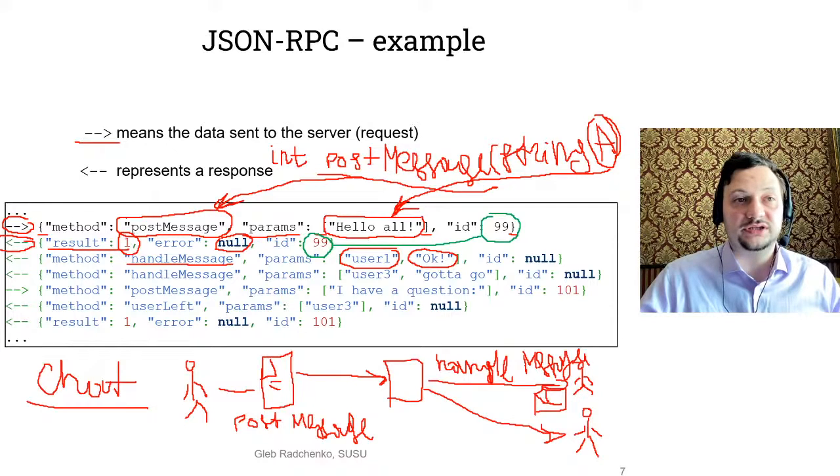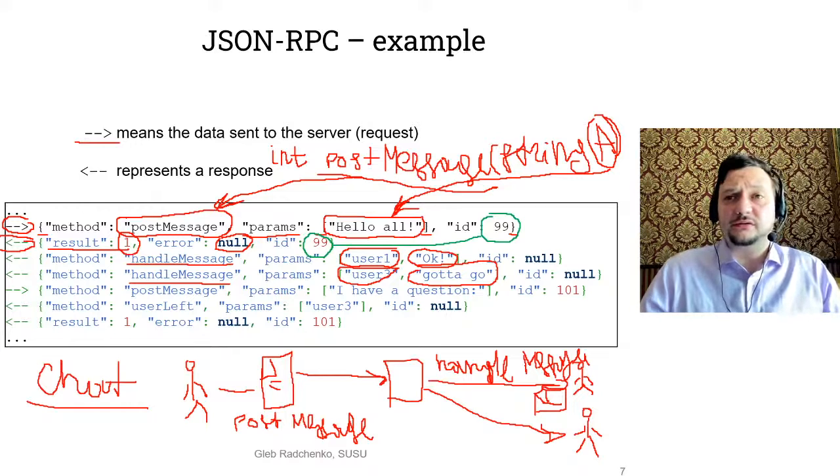So for example, we can see that we can read two messages right now. The first message, user1 sent an OK message. And the second one, we also need to handle, that user3 sent us, not us, but everyone, the message gotta go.